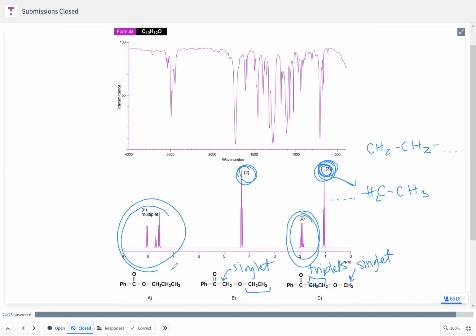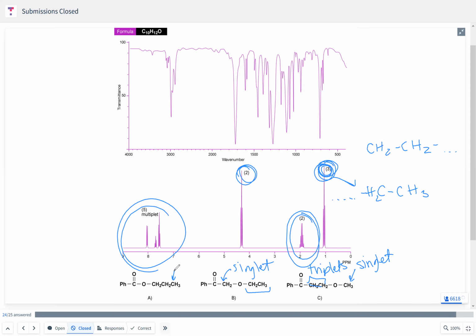So then I would look at this structure and see if this matches more closely. So this methyl group, how many peaks would its signal be split into? How would it appear on the NMR? As a singlet, a doublet, a triplet, a quartet?